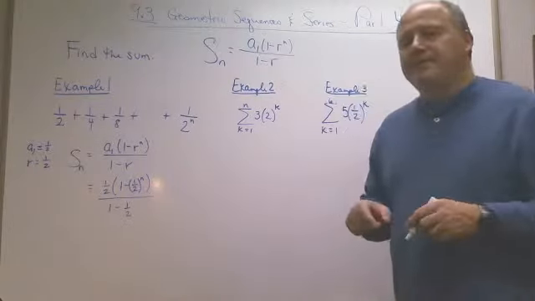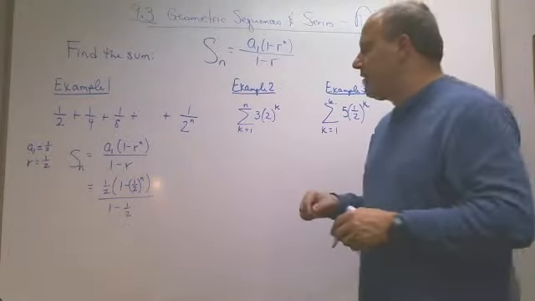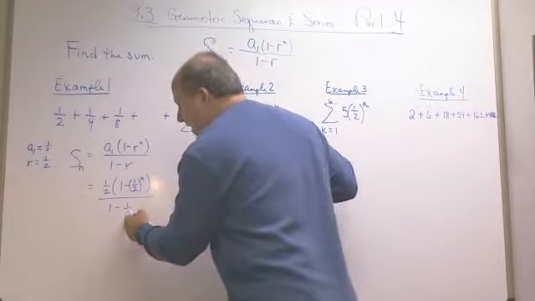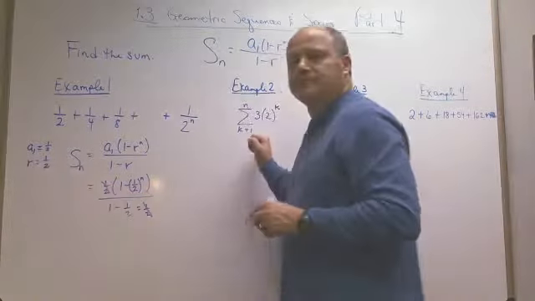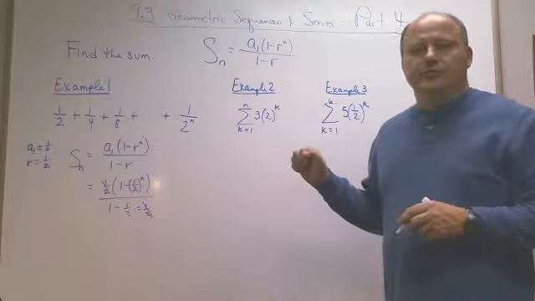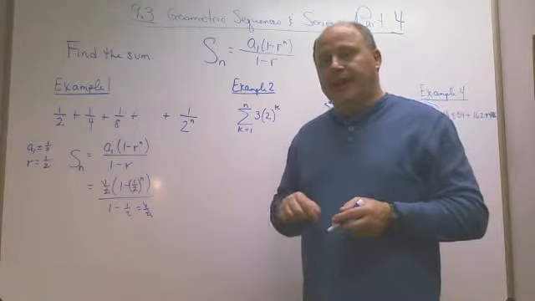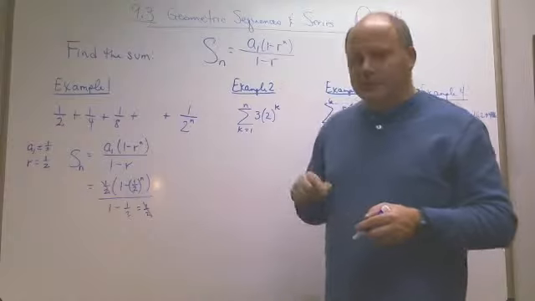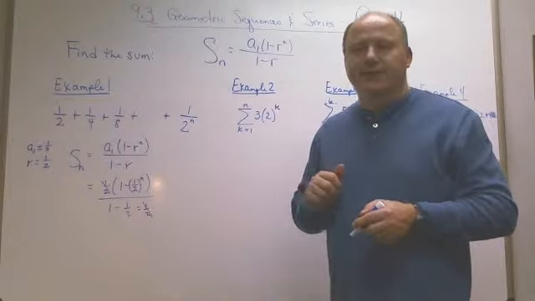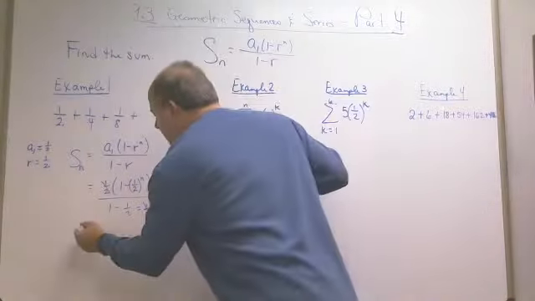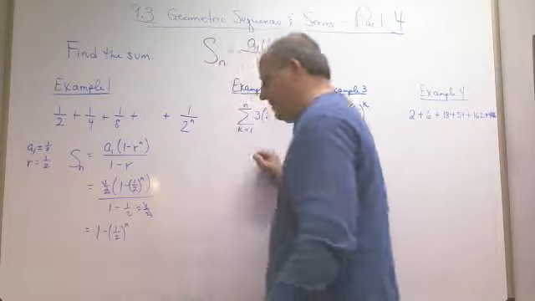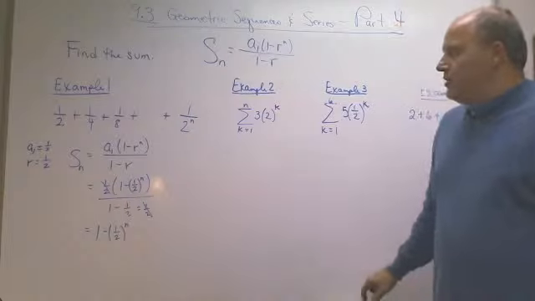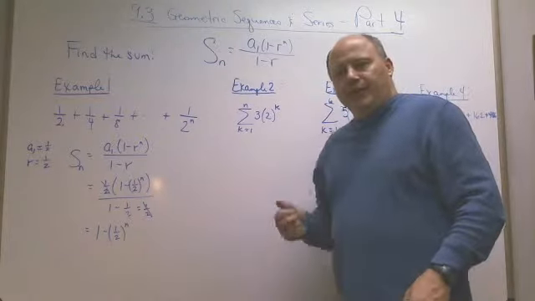This comes out fairly nice, actually, because 1 minus 1/2 is 1/2, and these cancel. Technically you probably should invert and multiply, but they're the same number, so I can cancel them out anyway. So I'm left with 1 minus 1/2 to the n. So what's good about this formula if you don't get a tangible number?